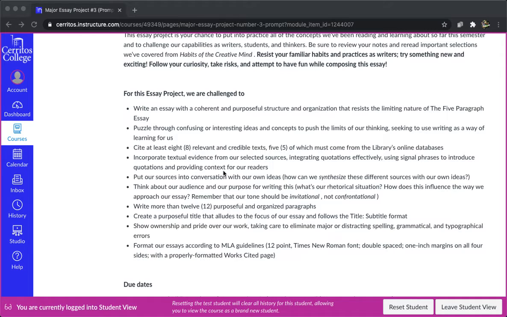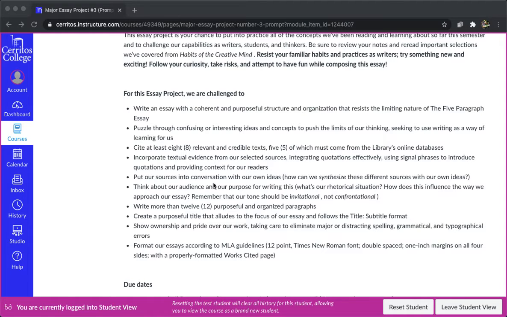And we want to make sure that we provide context or background information for our quotation so that our readers can understand what the quotation refers to. In many cases, your readers may not have read all of the sources that you're quoting from, so it's important that you're filling them in. You're setting the quotations up so that it makes sense to your readers.